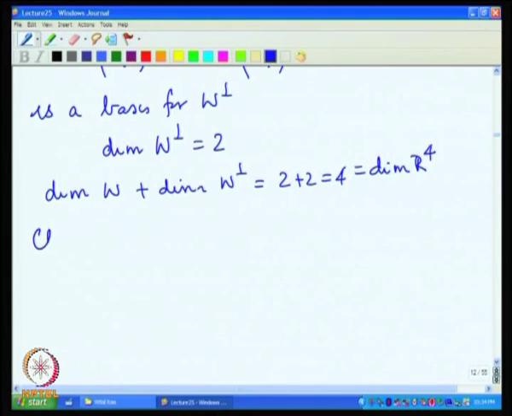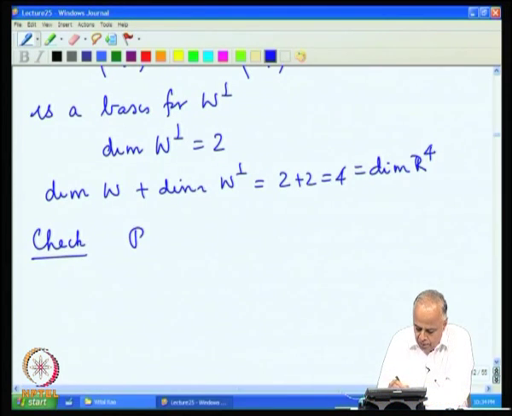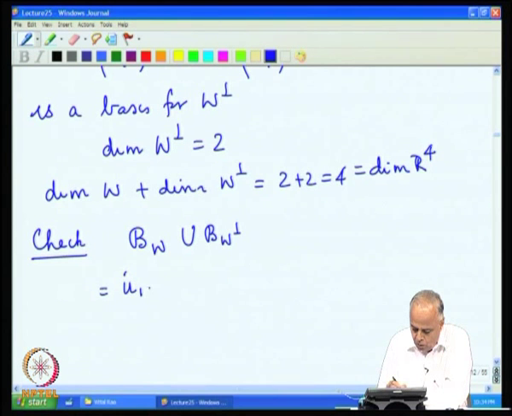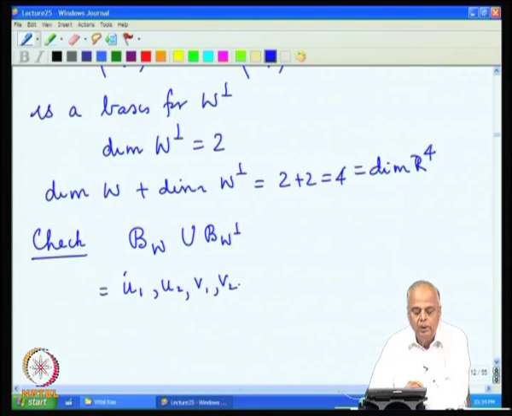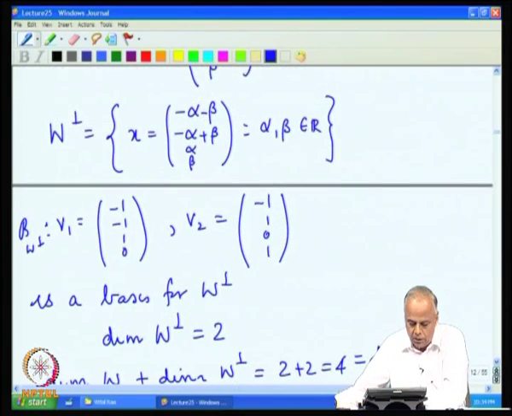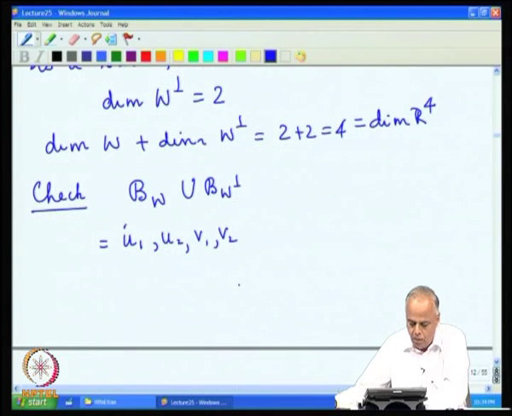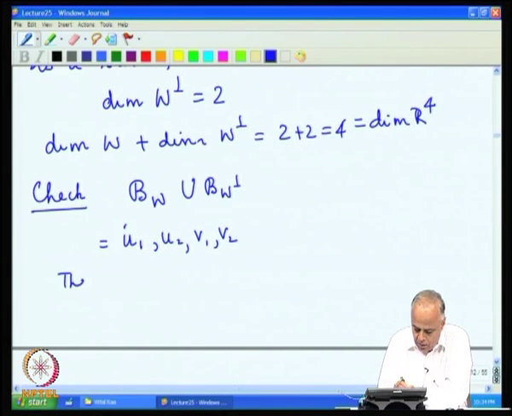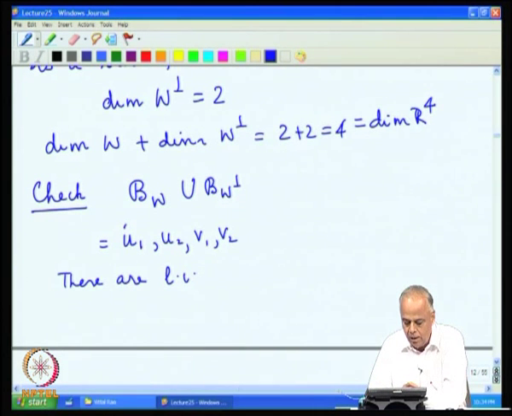Again, it is easy to check that if you put the basis of W union the basis of W perp, we get these vectors u1, u2, v1, v2, as we observed before. Check that these are linearly independent, and these are 4 vectors which are linearly independent in R4, and therefore a basis for R4.